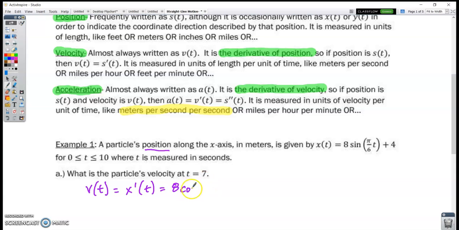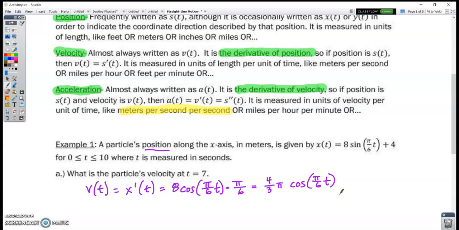So derivative of the outside, leaving the inside the same, times the derivative of the inside. The derivative of pi over 6 times t is just pi over 6. And then I add to that the derivative of 4. Since 4 is just a constant, the derivative of that is 0. And I'm going to go ahead and simplify this a little bit. This is equal to 4/3 pi times the cosine of pi over 6 times t.